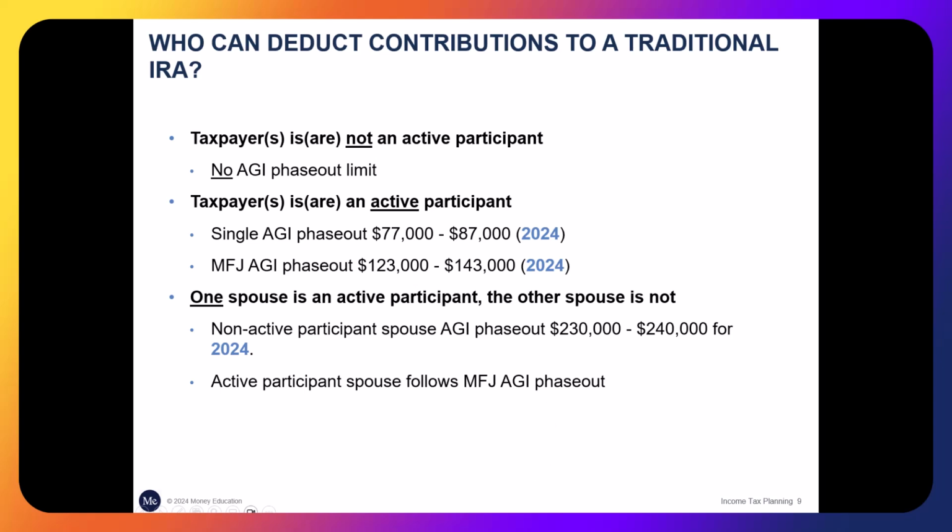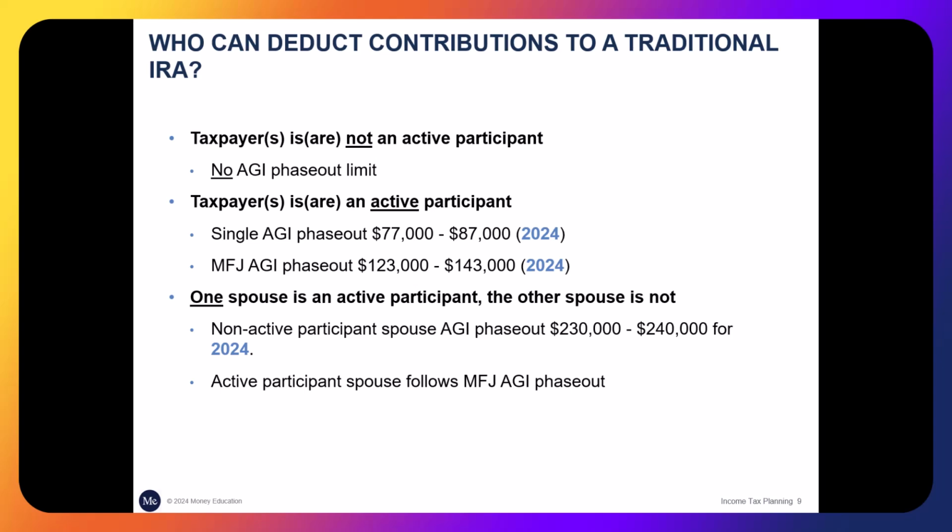Who can deduct a contribution to a traditional IRA? Anyone who has earned income can contribute, but they may or may not be able to deduct it. The limitations for deductibility are based on AGI, and these limits only apply if an employee or spouse is covered by an active participation plan. So if you are an active participant in another plan, you can't also go ahead and put into a traditional IRA and deduct it. If you're not active, there is no AGI limit. You can contribute to an IRA.